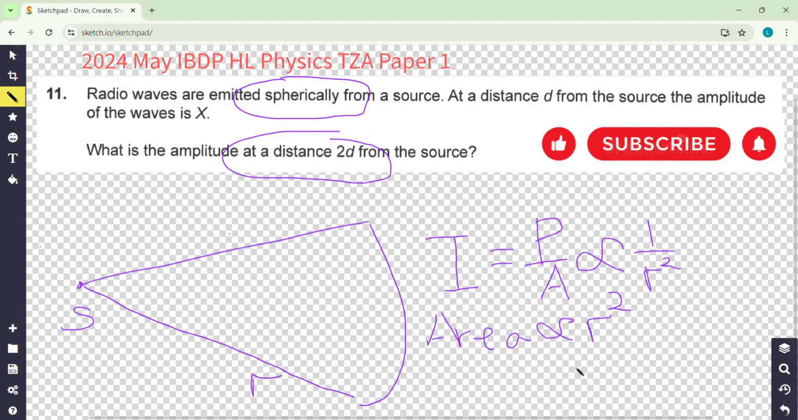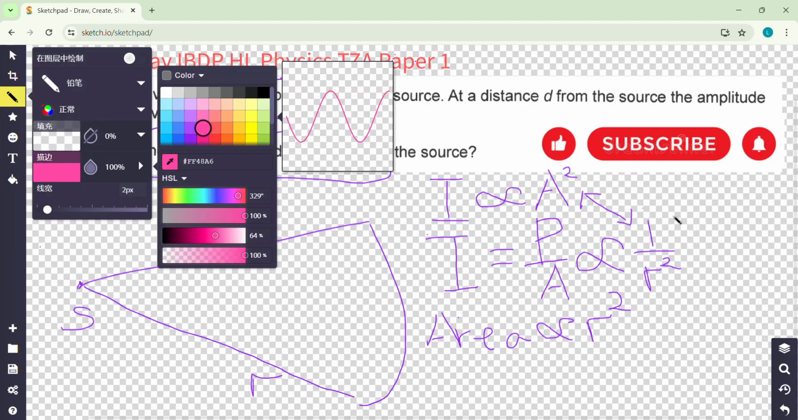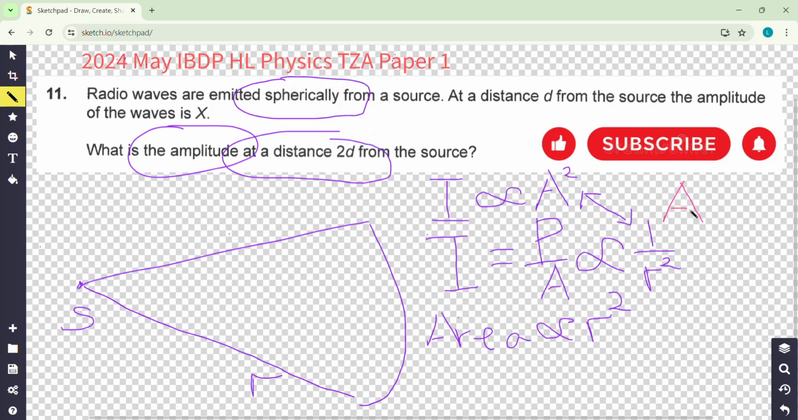On the other hand, it's talking about the amplitude. So you have to remember intensity is also proportional to amplitude squared. Combining these together, amplitude squared is proportional to 1 over r squared, so you can say the amplitude is proportional to 1 over r, as the square cancels out.